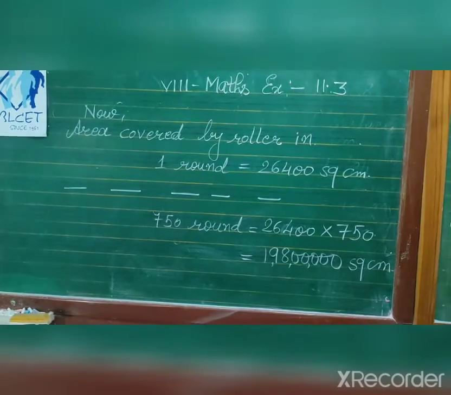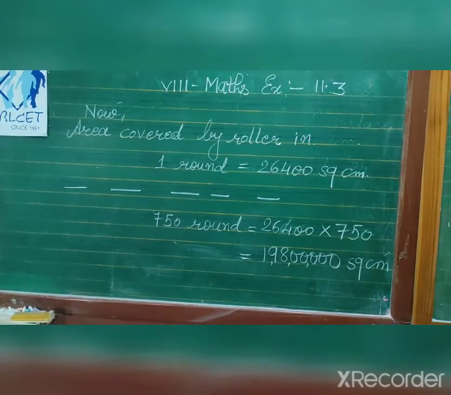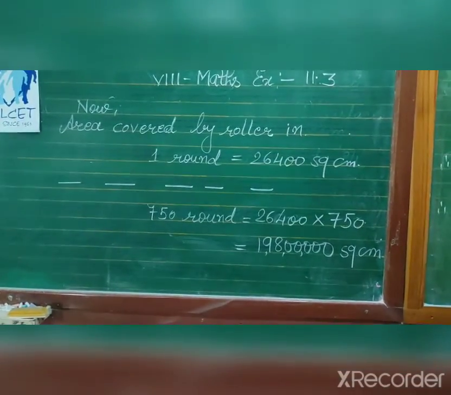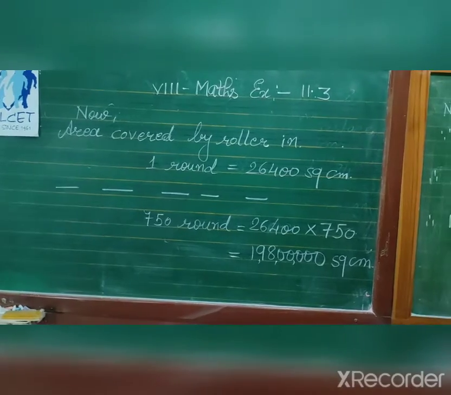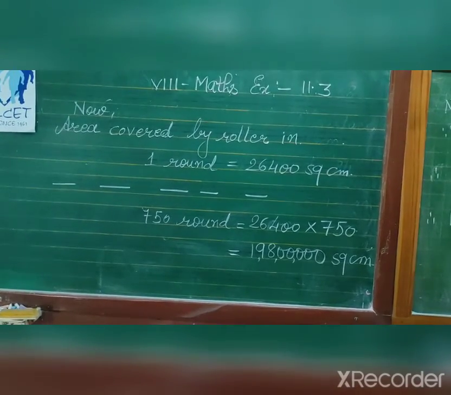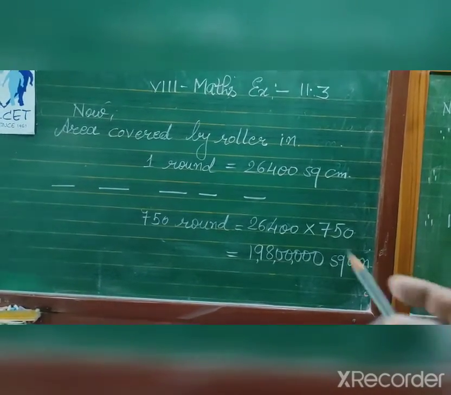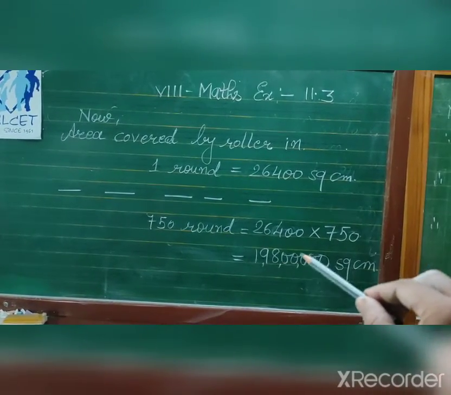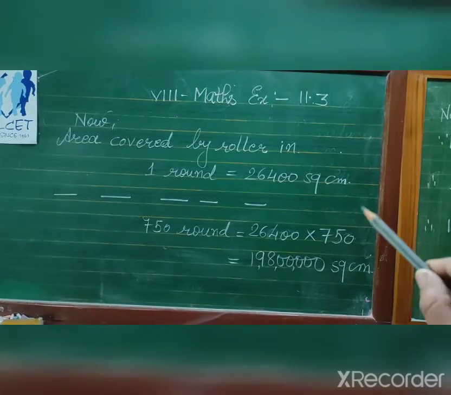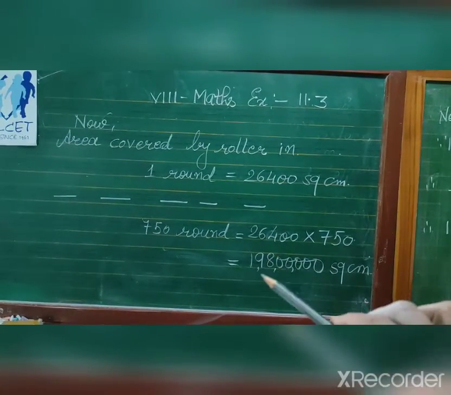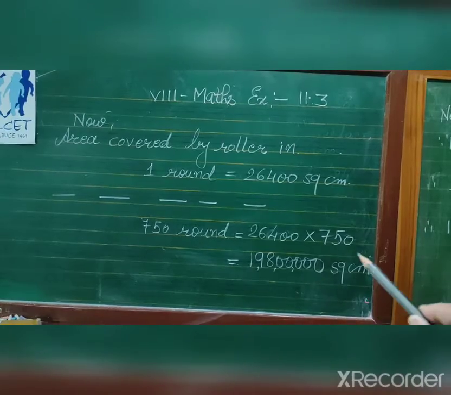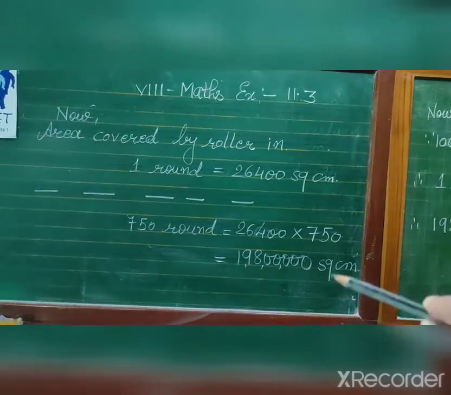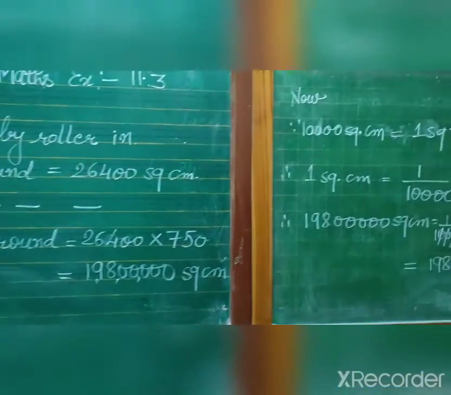After that we will write: area covered by roller in one round is equal to 26400 square centimeter. Then area covered by roller in how many rounds? 750 rounds. You will put here 750 rounds. 26400 multiplied by 750, so we will get 198 with 5 zeros square centimeter. The unit should be there.